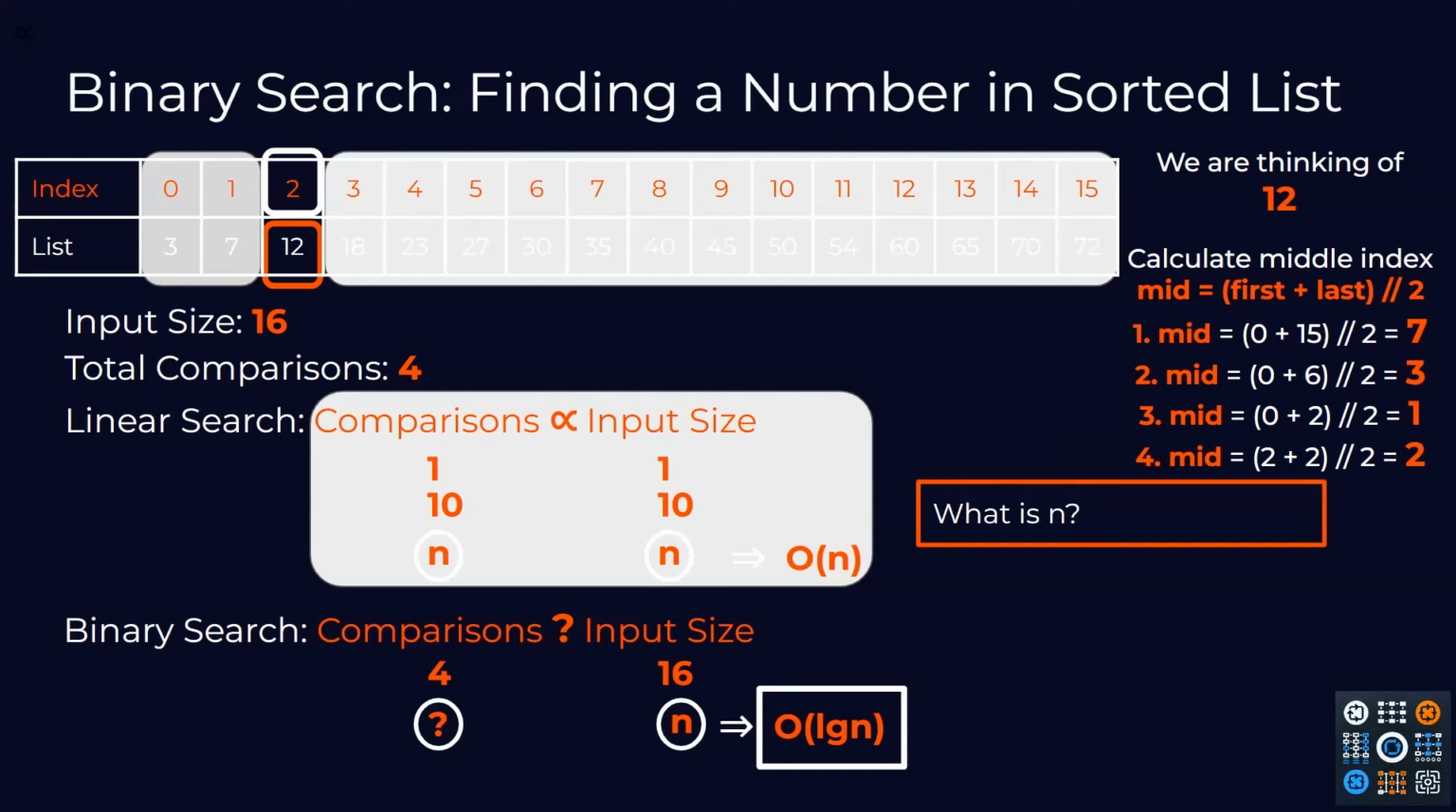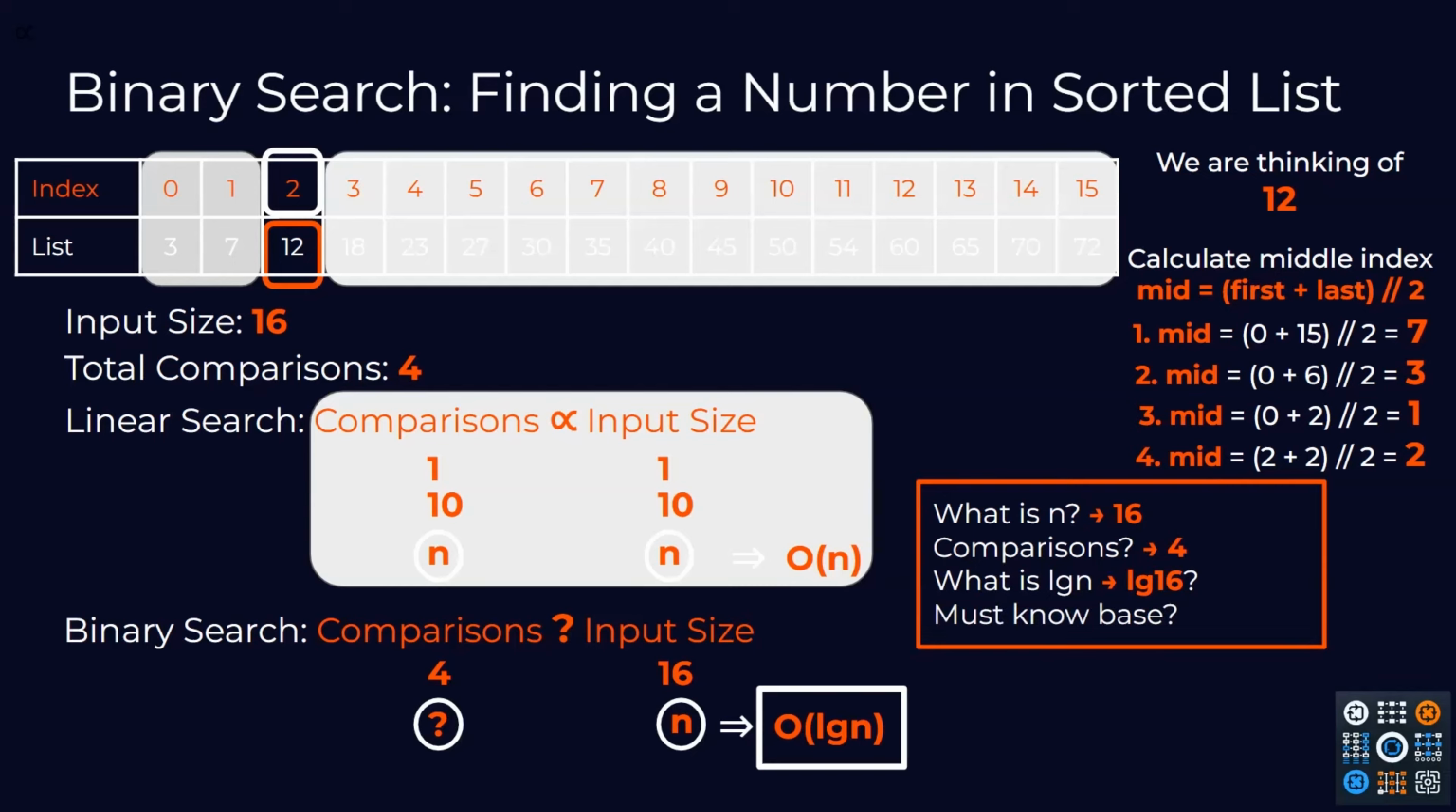What is n here? n is the size of our list. For our example, it is 16. And how many comparisons or steps? In the game we just played, it took us 4 comparisons to find the target number 12 in a list of 16 elements. Now, what is log n, or log 16 to be more specific?